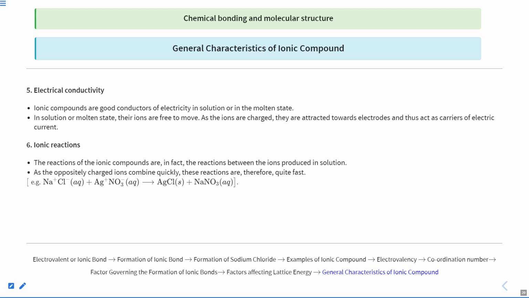Next is electrical conductivity. Since they are ions, they are very capable of being a very good conductor of electricity in the solution or in the molten state. This is very important: they are capable of conducting electricity, but always in their molten or solution state. This should be mentioned very clearly.